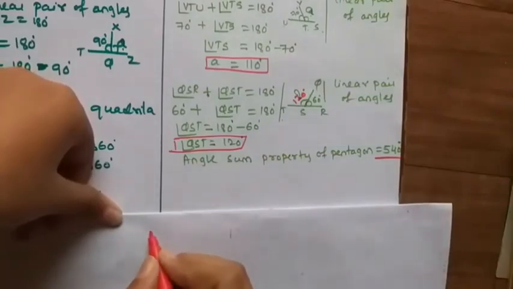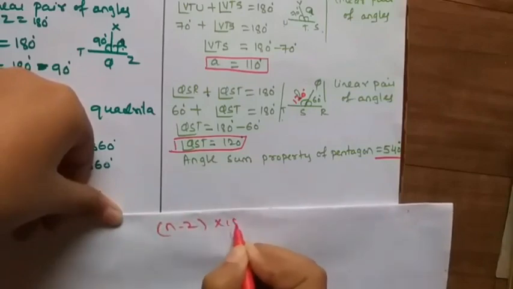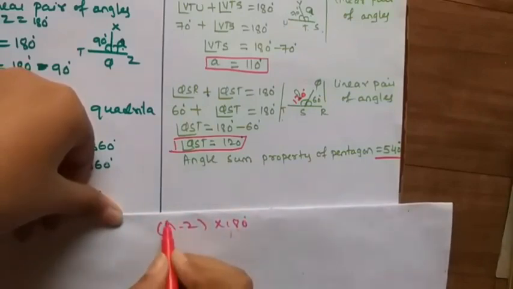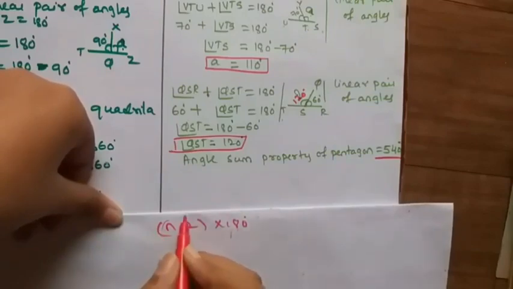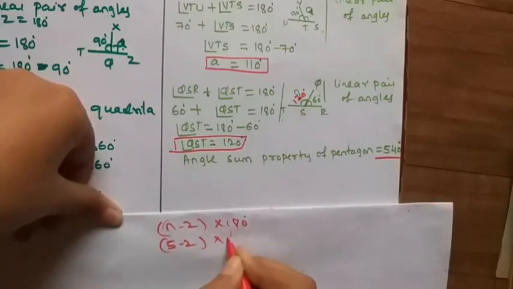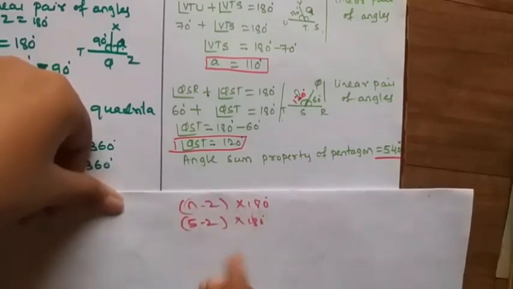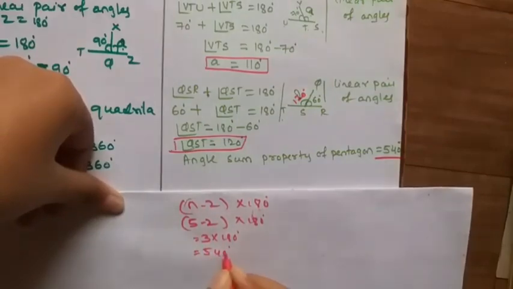We know that angle sum property of polygon formula is n minus 2 into 180 degree. Here n is denoted as the sides. So total how many sides are in this figure? 5 sides are there. So 5 minus 2 into 180 degree. 5 minus 2 is how much here? 3. 3 into 180 degree is how much? 540 degree. So sum of the angles of the pentagon is 540 degree.